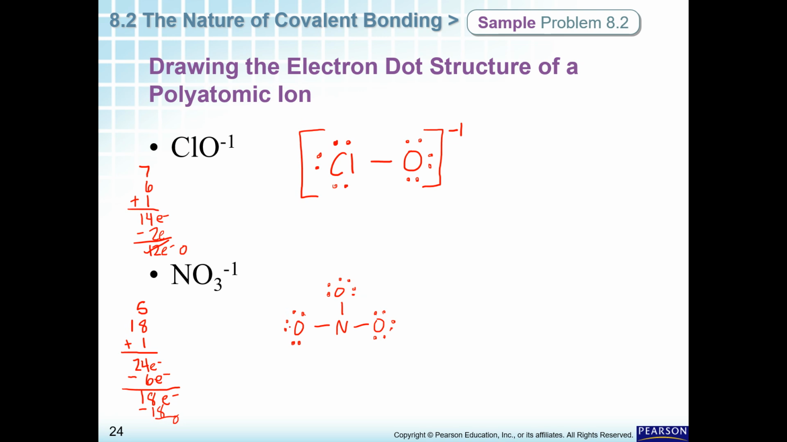While all my oxygen are happy, my nitrogen's not. My nitrogen only has 6 electrons around it instead of 8. So what's going to happen is we're actually going to take a pair of these electrons off an oxygen. It does not matter which oxygen. We're just going to choose this one, and we're going to make a double bond. And we're going to finish it out by putting brackets around it with a -1.